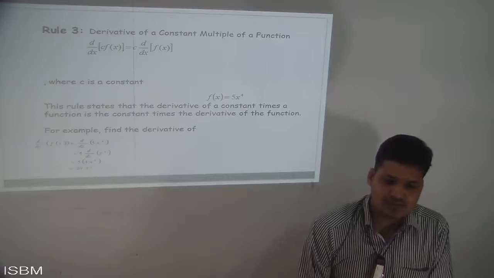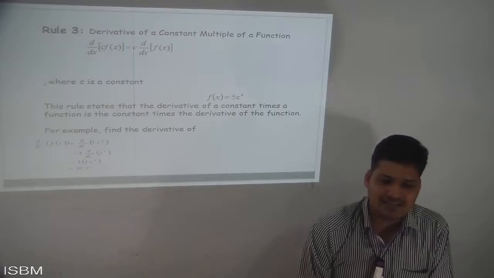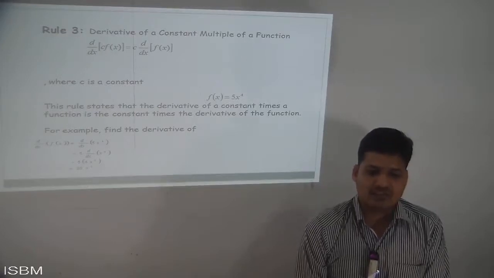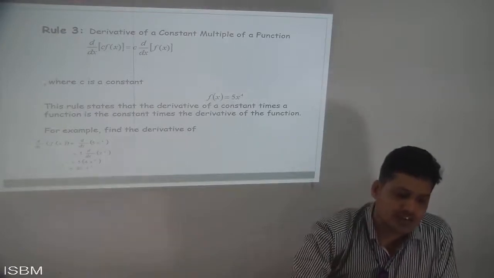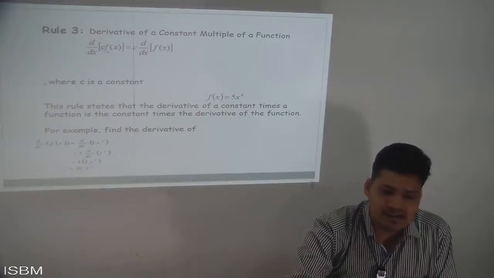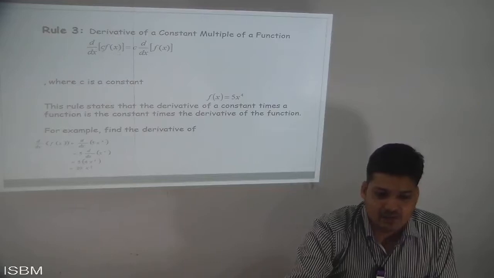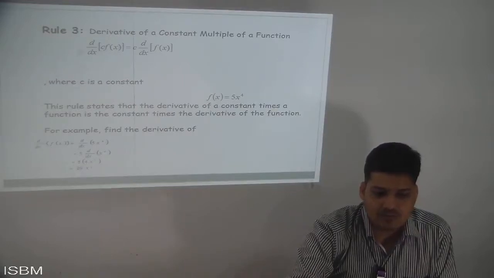Now the derivative of a constant multiple of a function. When we take the derivative of any constant multiplied with a function, it is denoted d upon dx of c f x. f x is nothing but a function, so d by dx of c f x. What I will do is take c out, because it is a constant.